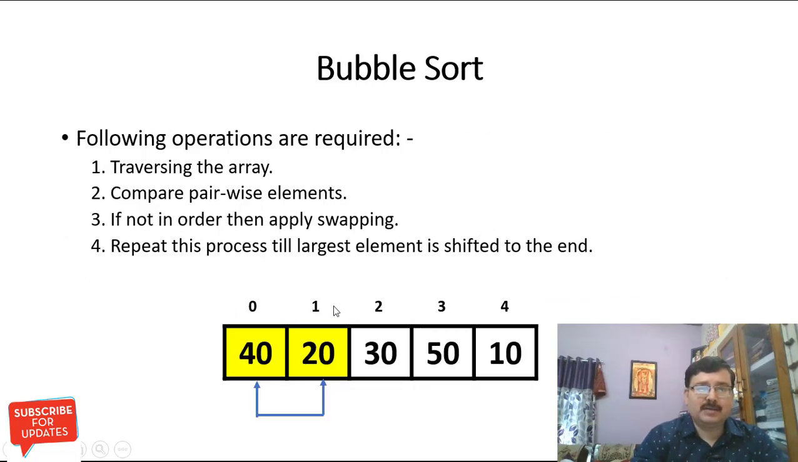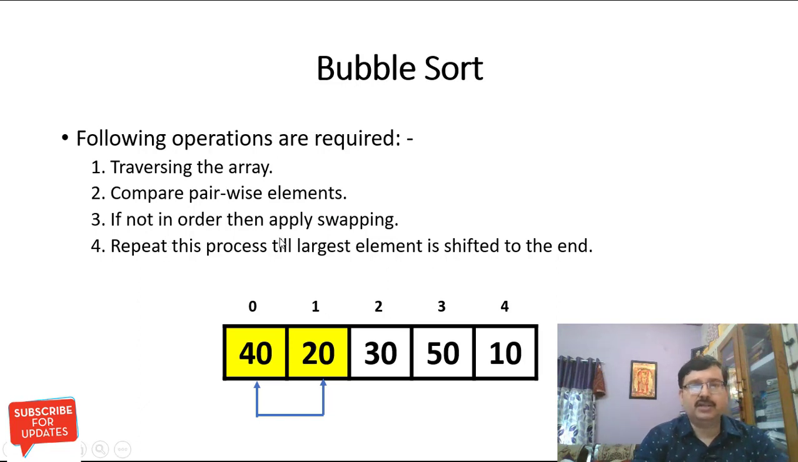This is an example of bubble sort, and you can understand the concept of how we apply it. If most of you are familiar with other sorting algorithms, then it doesn't matter. Generally we use bubble sort as a starting or basic sorting algorithm to understand the concept of sorting. Following operations are required: traversing the array, comparing pairwise elements.